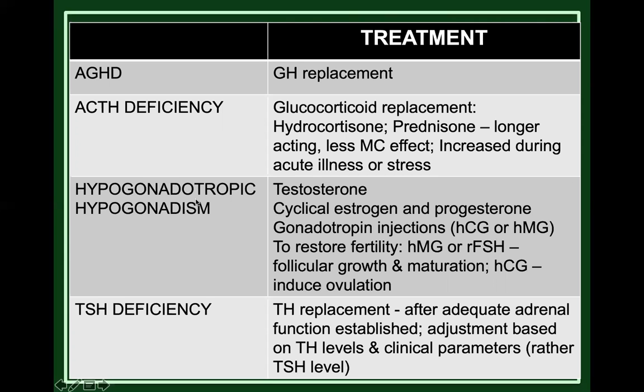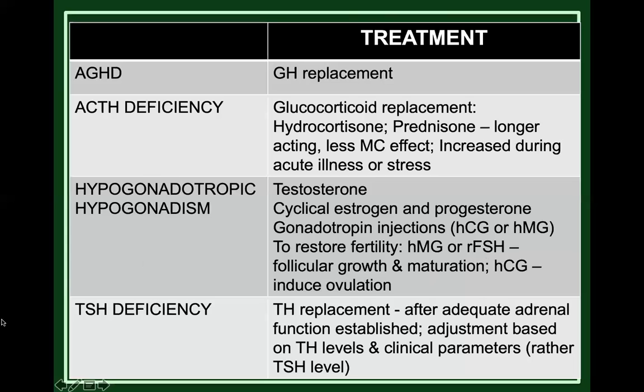Now for hypogonadotropic hypogonadism, okay, the replacement would be testosterone for males. And for females, it's cyclic estrogen and progesterone with an intact uterus. Okay. Again, to restore fertility, you use the HCG, HMG. If you want restoration of fertility, you can also use recombinant FSH and HCG to induce ovulation. So this one is being used.